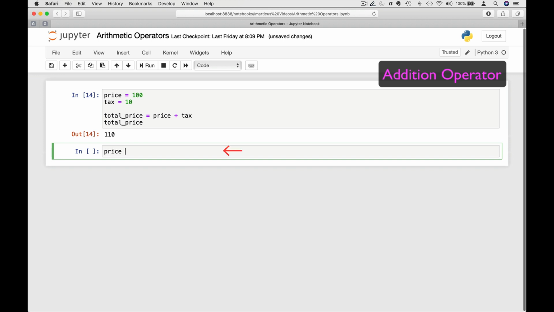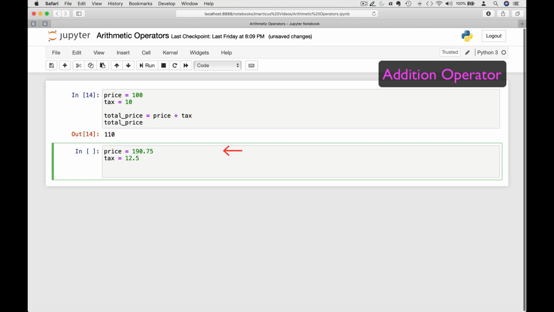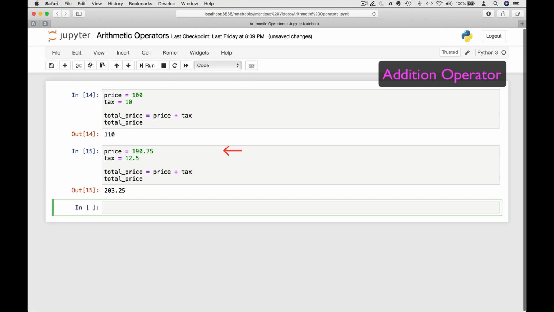If we say now price is equal to 190.75 whereas tax is equal to 12.5, note that here the price and tax are float variables. We can do a similar addition of these variables, price and tax. And we see that the total price turns out to be 203.25, which means the addition operator can be used for both integer as well as float variables.